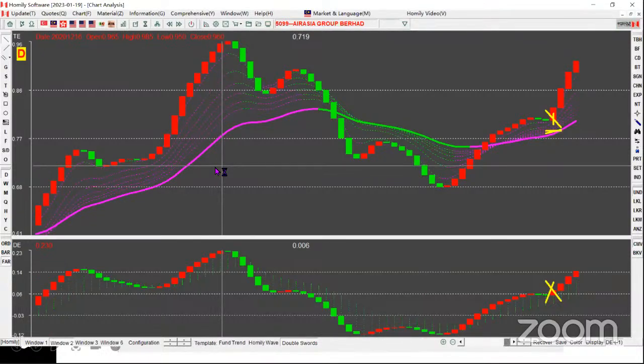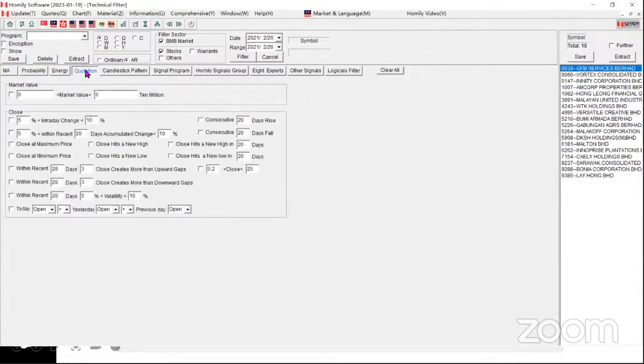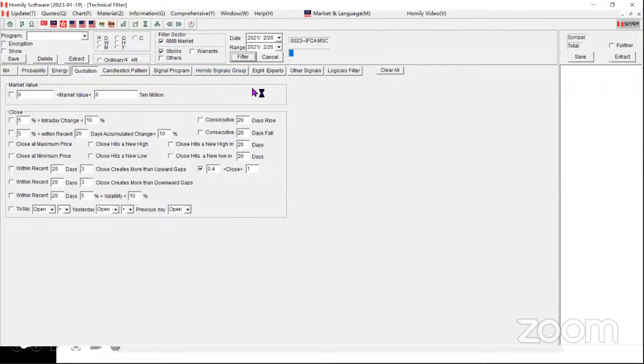How to set the price range? When you do the filtering, you can add some other indicators, for example the price range. You just click this quotation, 1, 2, 3, 4, quotation, then at the bottom right corner here, you can set the price range. If, for example, 40 cents, then I put 0.4, and 1 ringgit, you put 1, then combine with the DE and TE, and you do the filtering.